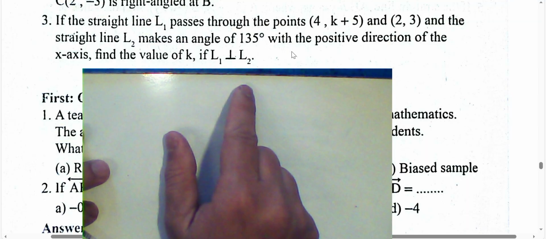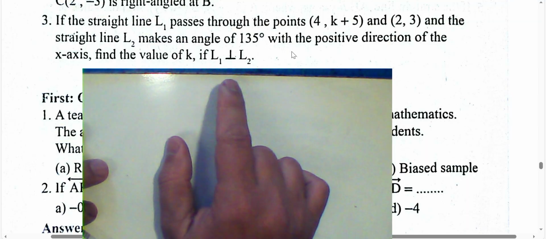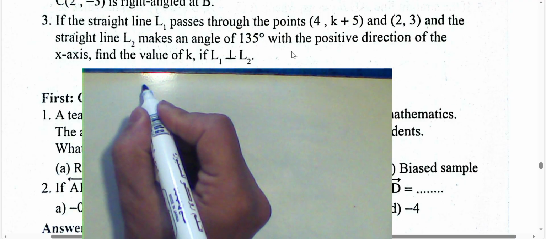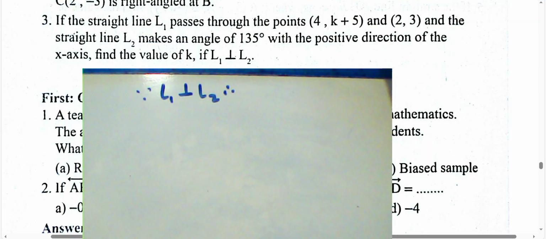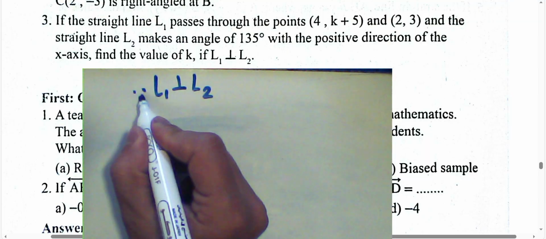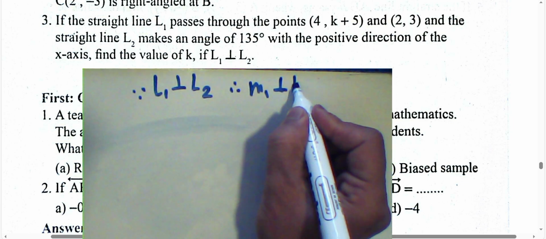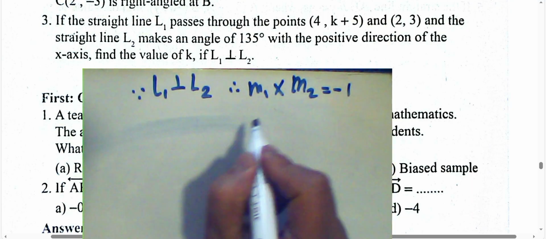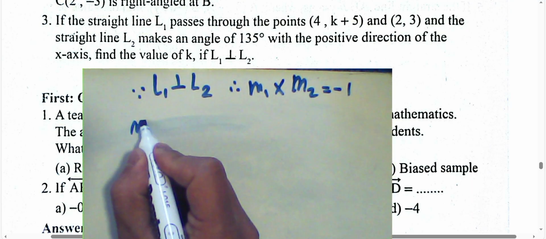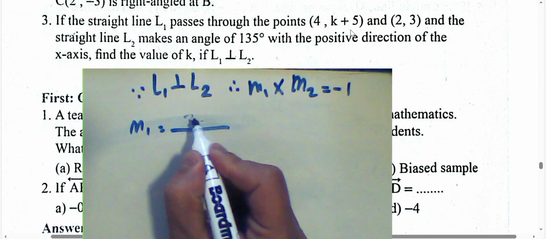We know L1 perpendicular to L2, it's meaning the slope of L1 product by the slope of L2 equal negative 1. Then first step, we can find the slope of L1, such that L1 perpendicular to L2, then M1 product by M2 equal negative 1. Then we can find M1, y2 minus y1 over x2 minus x1, 3 minus k minus 5.